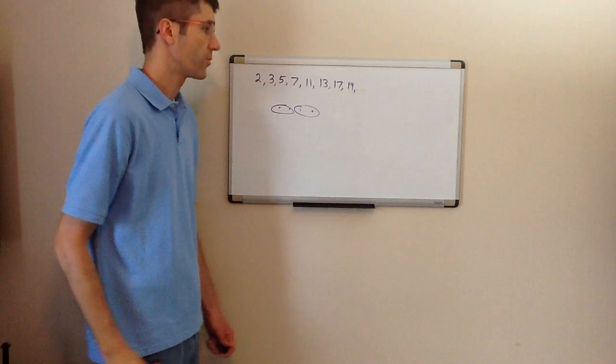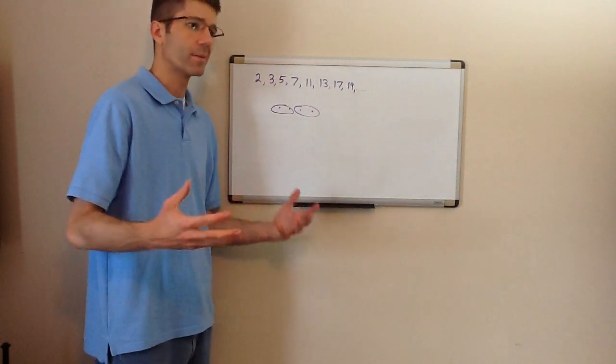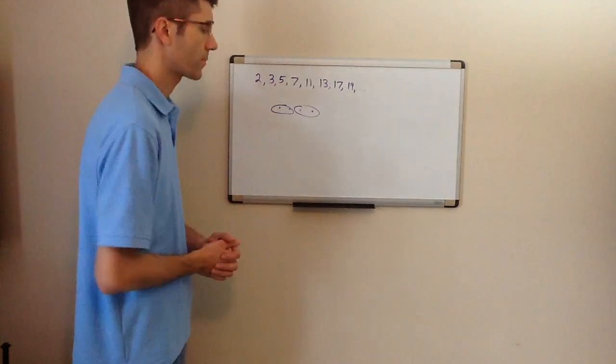It goes on infinitely. There's an infinite number of primes. We're going to stop there. 23 is prime. 29 is prime. 31 is prime.